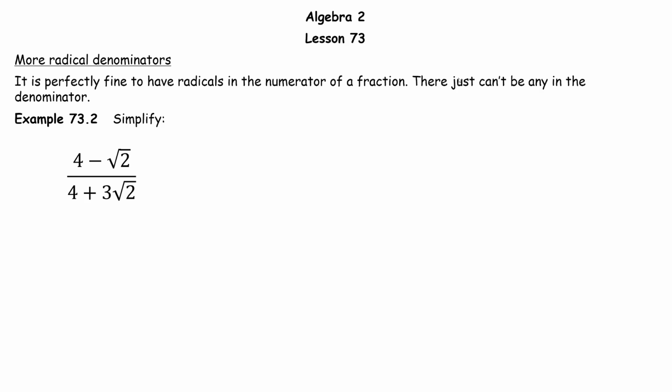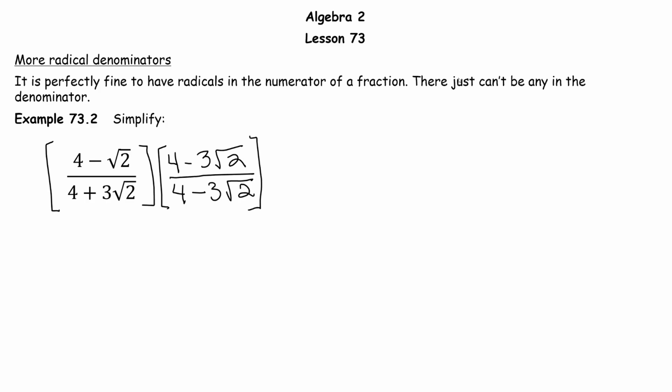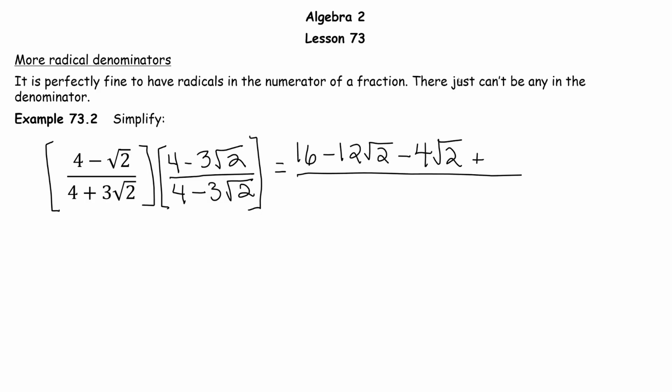So 4 plus 3 square root of 2 would have a conjugate of 4 minus 3 square root of 2. We can't change the value of this expression, but we can change what it looks like. And so we're going to multiply the numerator and denominator by the conjugate of the denominator, and we're going to use the distributive property to multiply all that out.